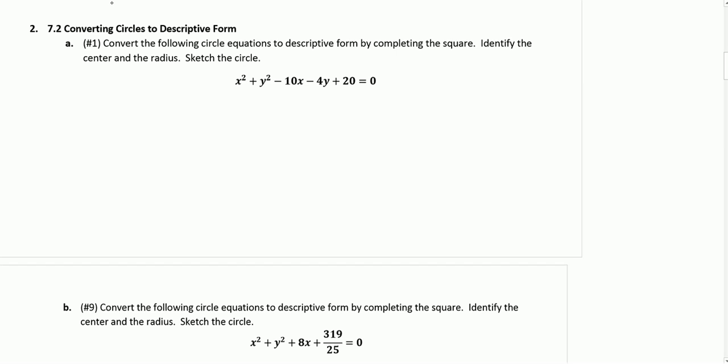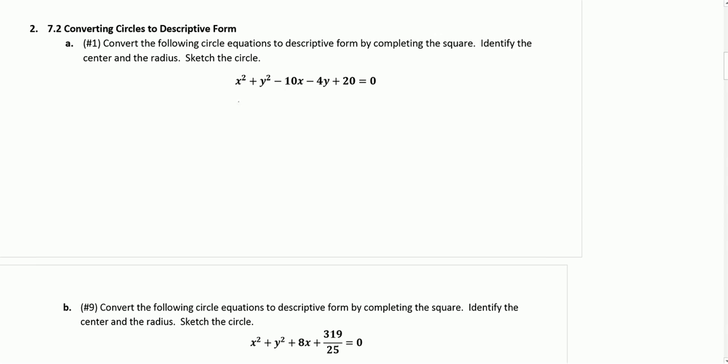Okay, this is number 2, taken from the second homework, or second worksheet, and part A is number 1. We're asked to convert the following circle equations to descriptive form by completing the square, identify the center and the radius, and to sketch the circle. So we're going to use completing the square.